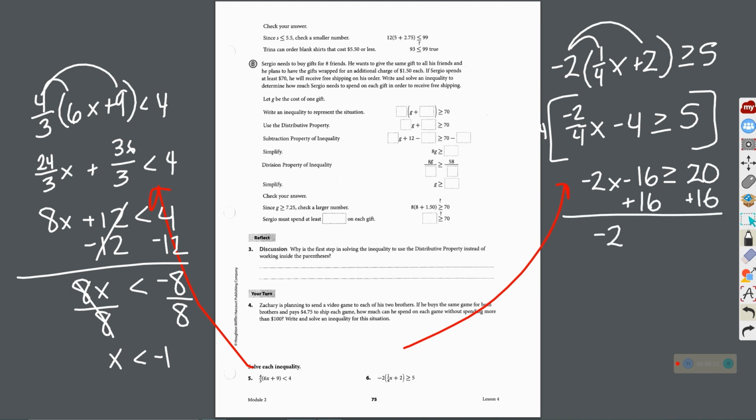Now I have negative 2x is greater than or equal to 36. Now at this step, this is where I'm going to start to divide by a negative, which means the symbol has to turn around. And x has to be less than or equal to negative 18.